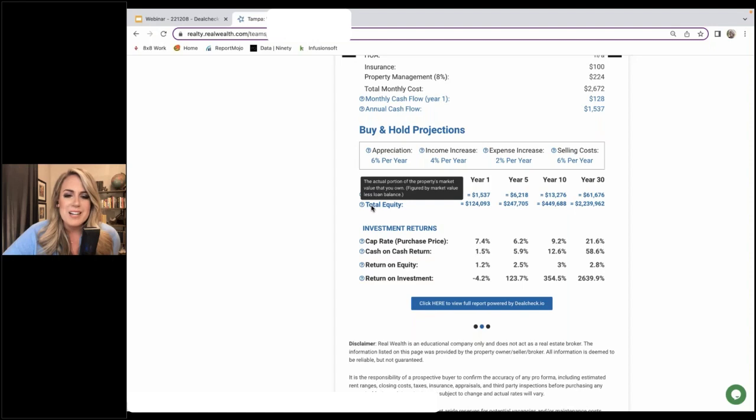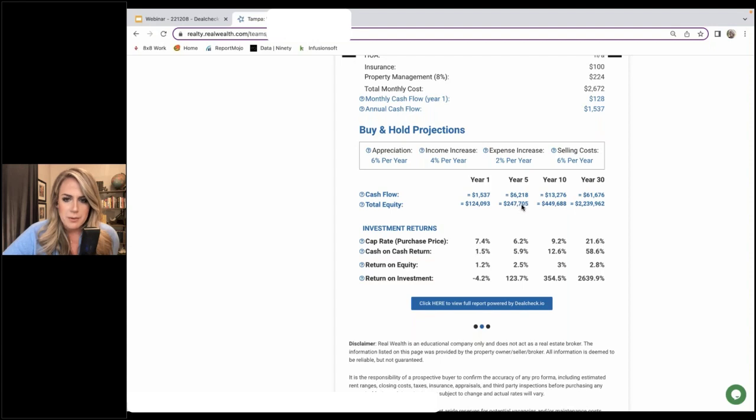This total equity, this is a figure that I love. I was chatting with Celia about this metric right before we hopped on to record this, but this metric is showing you the actual portion of a property's market value that you own. So this is looking at the market value of the property, so it's considering that appreciation minus your loan balance. So it's taking into account that principal pay down that we talked about. And look at this, in just year 5, you have almost $250,000 of equity in this property.